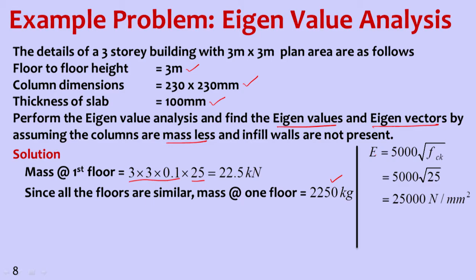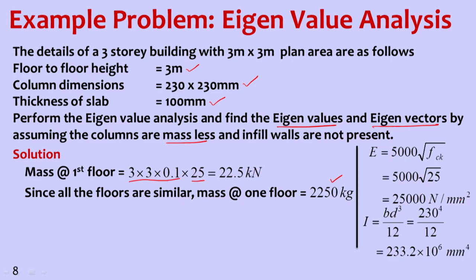For that we want modulus of elasticity. So, it is assumed that the material grade is M25 grade concrete. So, 5000 under root fck. So, we get 25,000 Newton per millimeter square as modulus of elasticity.